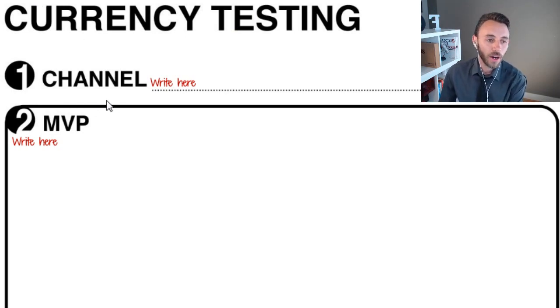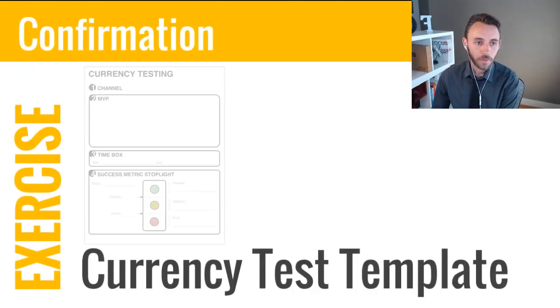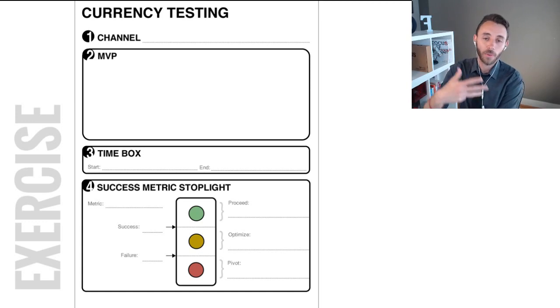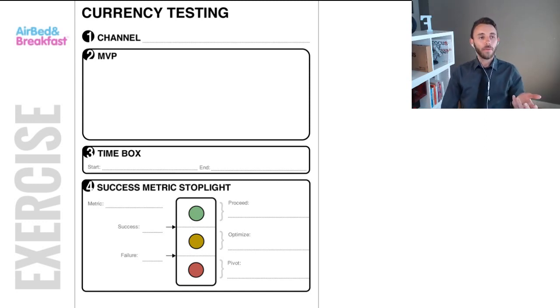All right, so in our currency test, we're going to take our Airbed and Breakfast example, and we're going to write this up as if they were going to describe their very first experiment as a currency test, which is what it was. So Airbed and Breakfast, what marketing channel did they use? Well, it turns out they used the Design Conference Forum. So they were talking to people who were already attending the design conference.